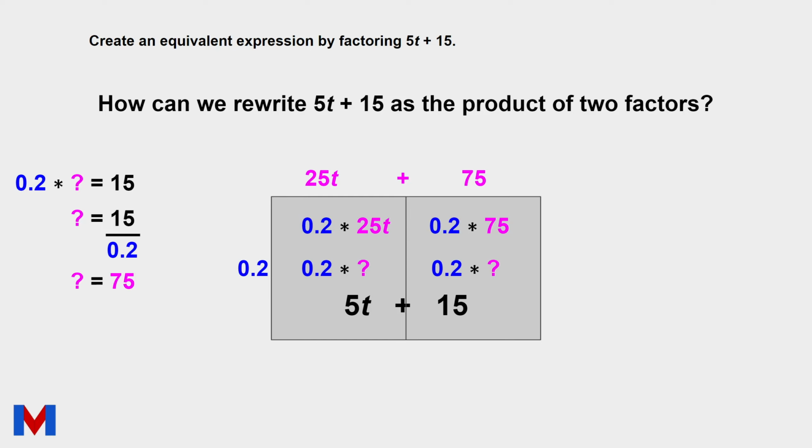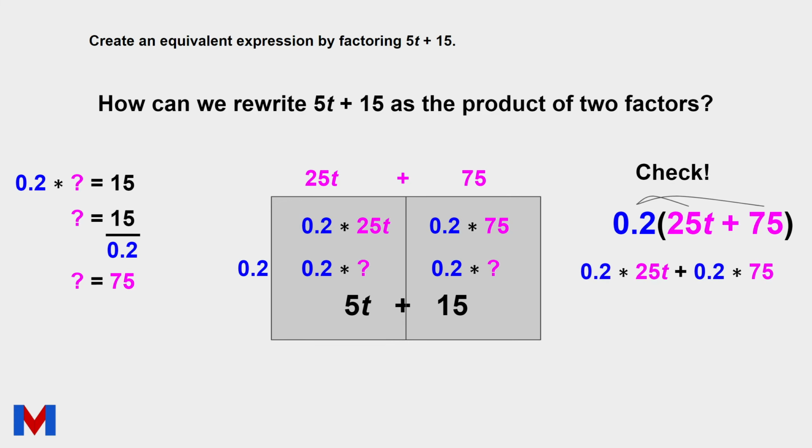All right, now I have a length and a width that I can use as my two factors, and I can write my product. 2/10 times the quantity of 25t plus 75. Okay, let's just play it safe and check our work. I'm going to expand using the distributive property. So 2/10 times the quantity of 25t plus 75 means I have 2/10 of a group of 25t and 2/10 of a group of 75.